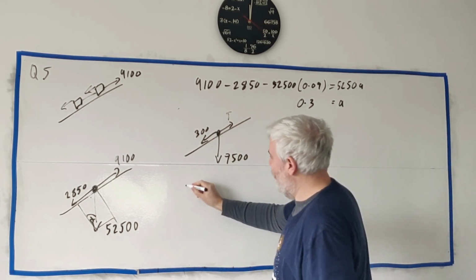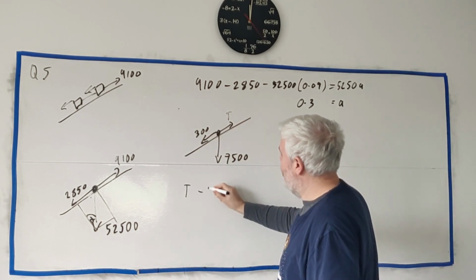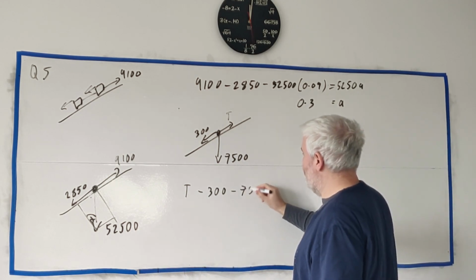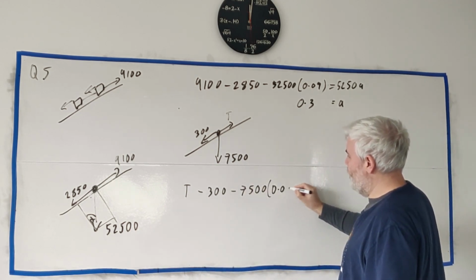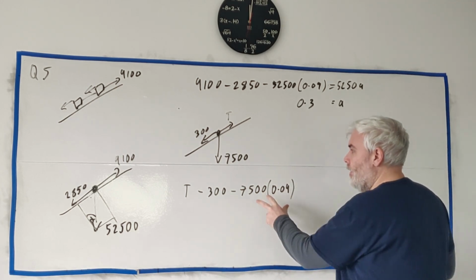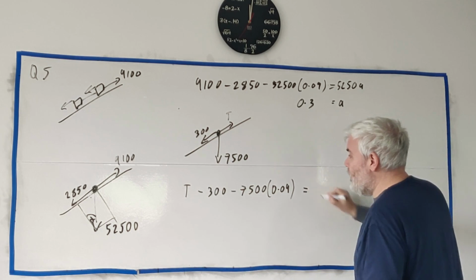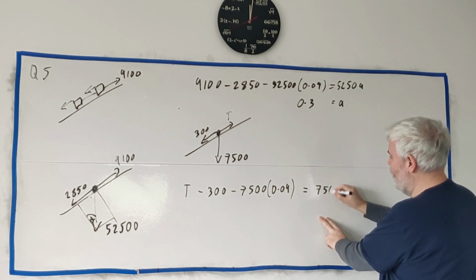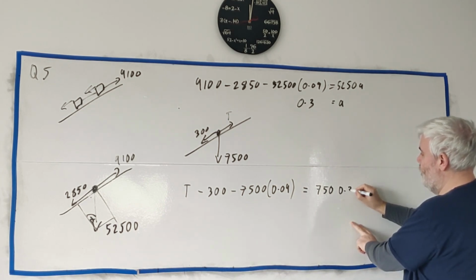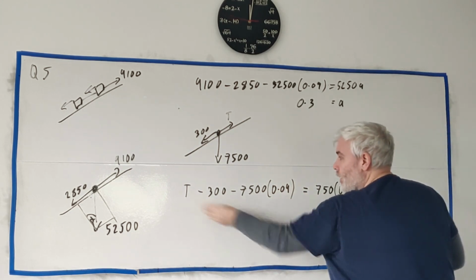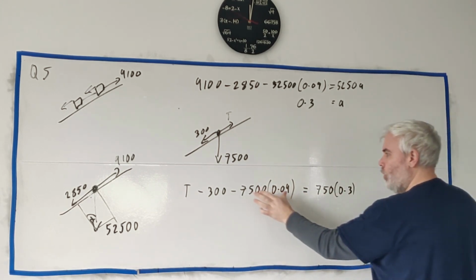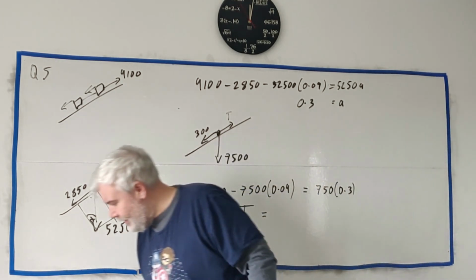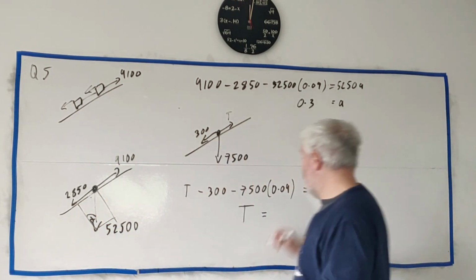Just like before, we equate all these. Let's say going up the hill, we'll have the tension minus 300 and minus this. It'll work out just the same as the others. Minus 7,500 times 0.09. That's the total forces going up the hill. But we know this is equal to ma. And what's m? 750. So 750 times a, 0.3. Again, just one unknown here. We just get this number plus this one, and we will find that T is equal to 1,200 newtons.